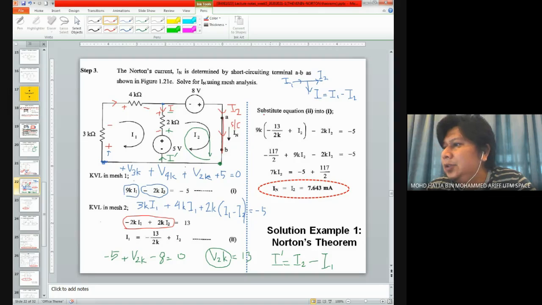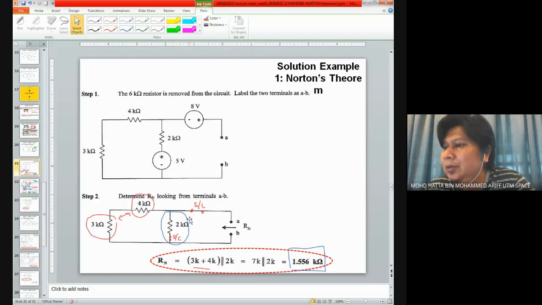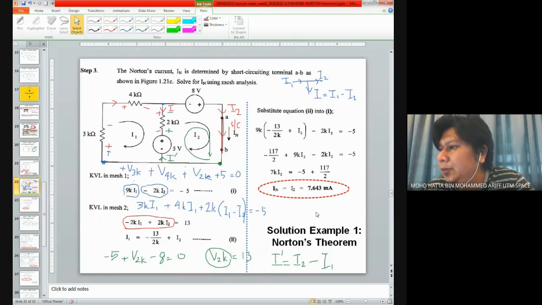And the rest of the solution is just mathematics where you try to find the values of I1 and also I2. Once you get I2, definitely you have solved the value for IN, because I2 equals IN. Later on, you can have a look at all the solution of this. What I'm trying to tell over here is how we get all those equations.